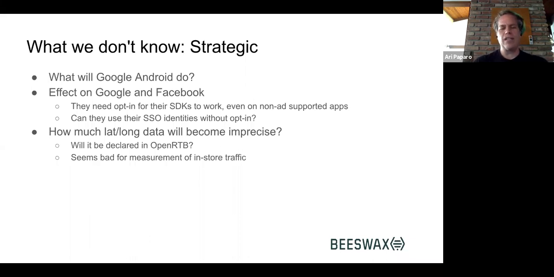And then lastly, the one we didn't talk about at all in this call is the lat-long imprecision. That seems like a big deal for in-store traffic. Walk-through attribution will be declined. I mean, if you think of weather as probably the number one use of lat-long data, and now it won't be available, that makes a big difference.